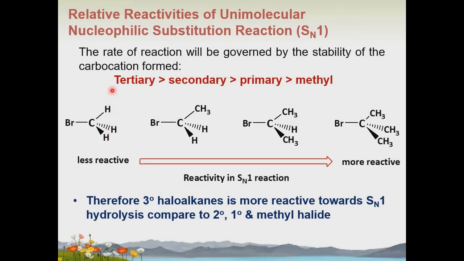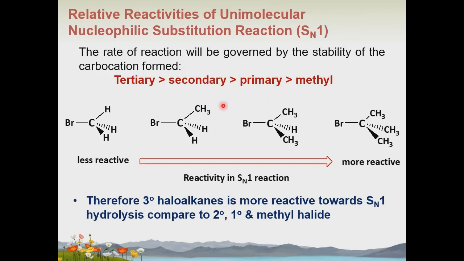Now, if you notice in the mechanism of SN1 just now, we used the reactant tertiary haloalkane. Why? Because tertiary haloalkane has a tertiary carbocation, which is more stable. The rate of reaction will be governed by the stability of the carbocation formed. So the most stable would be tertiary, followed by secondary, followed by primary, and the last one is methyl halide.